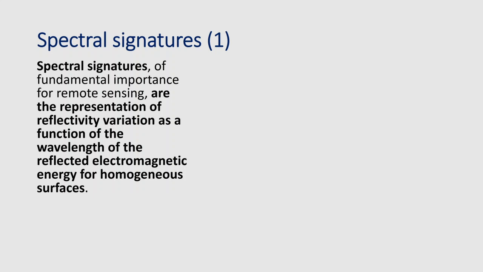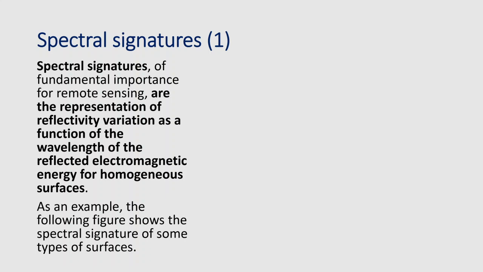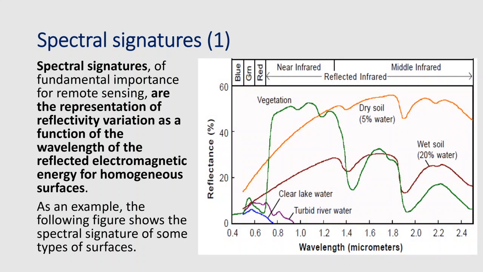In order to approach the spectral characteristics of the reflection phenomena, we need to introduce the concept of spectral signatures. Spectral signatures are of fundamental importance for remote sensing, and trust me, they are very, very important. They are the representation of the reflectivity variation as a function of the wavelength of the reflected electromagnetic energy for homogeneous surfaces. Just an example is given in this diagram.